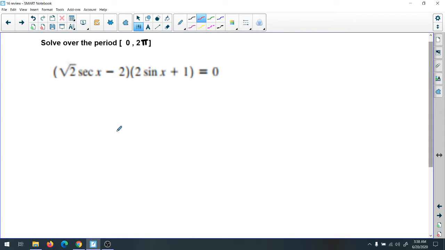Solve over the period from 0 to 2 pi. Given: (square root of 2 secant x minus 2)(2 sine x plus 1) equals 0. When you have two items multiplied and equal to 0, you're going to set each factor equal to 0. So we have two sections.